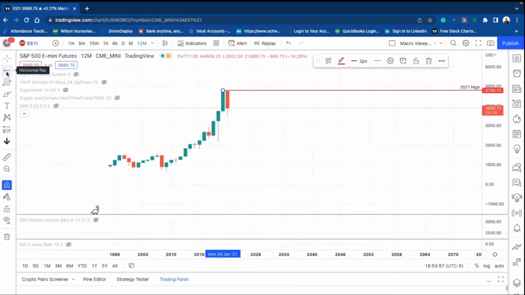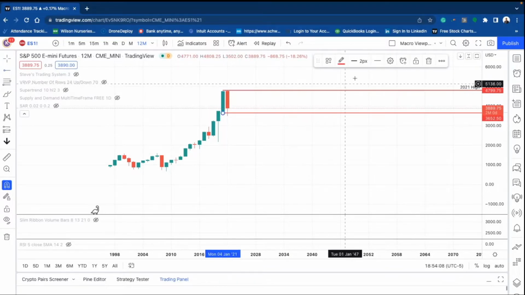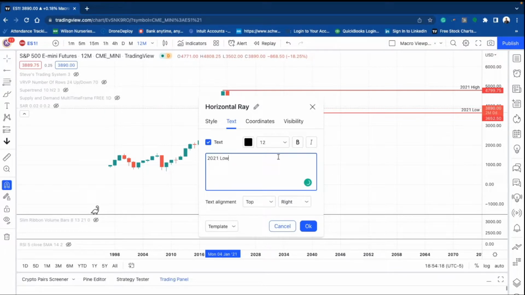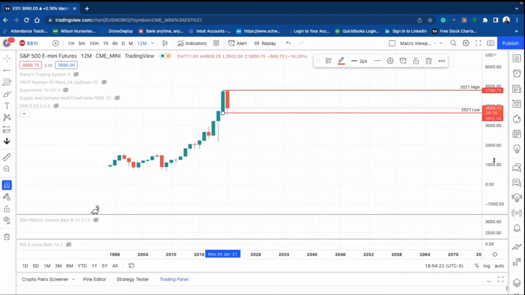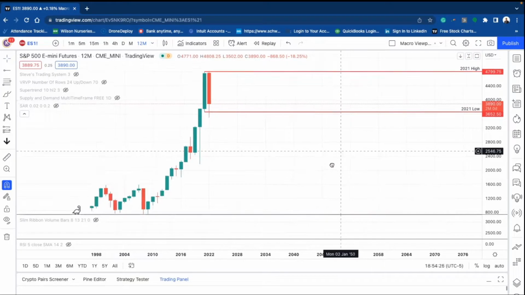Anything above that we haven't really seen. So now let's identify what's capping the market to the downside, and it's going to be this 2021 low, 36.50 around there. So we're going to just label that as 2021 low. So from a higher time frame perspective, these are the key areas of our macro range.